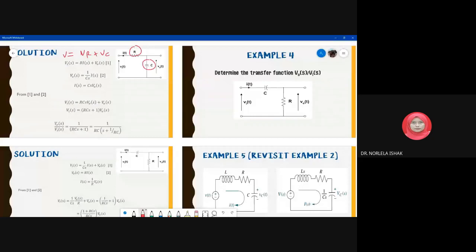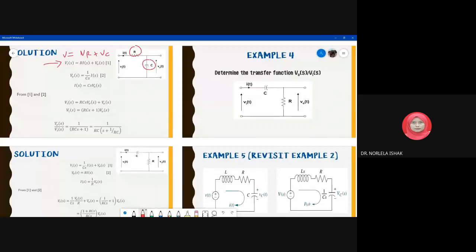Impedance. What's the impedance for VR? Meaning the impedance of VR in terms of the S domain, right? So we can get from equation 1, VI in terms of the S domain, equal to R IS plus V naught. That's equation 1.